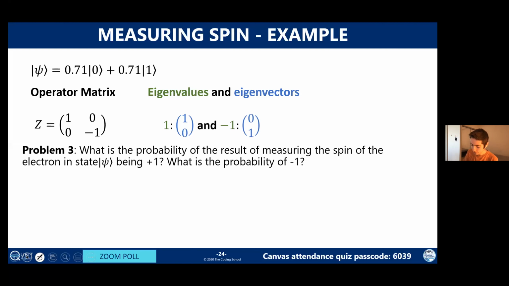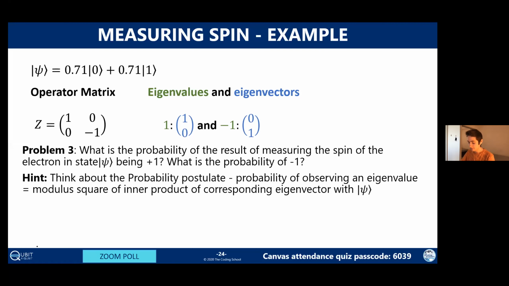Okay, and then we'll give you a hint here. Think about the probability postulate. I've copied it here for you: the probability of observing an eigenvalue is the modulus square of the inner product of the corresponding eigenvector with psi. So again, I will throw up a poll for this. And again, my advice would be try and follow the postulates as closely as you can to get the correct answer. I'll wait until about 50% of people have answered, and then I will solve the question on my own.